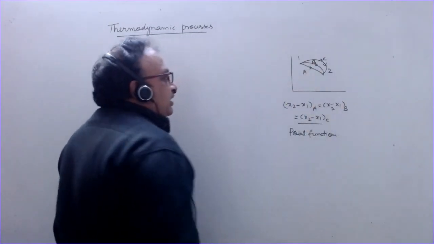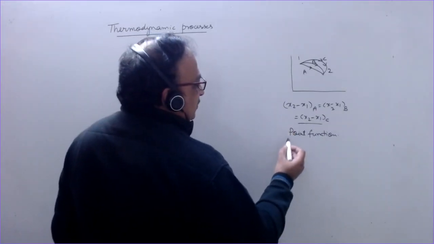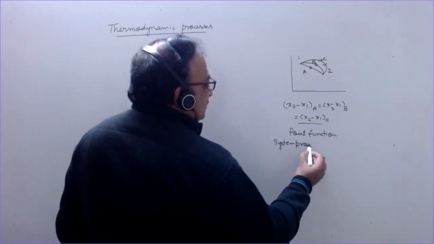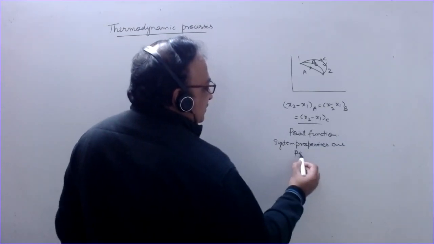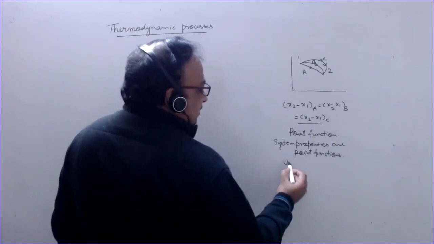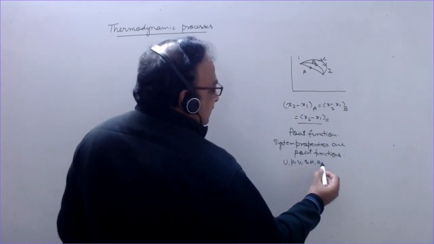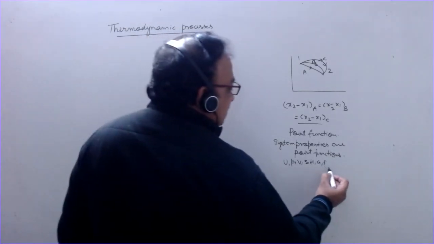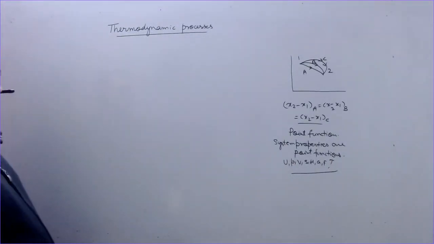If it is dependent on the path followed, in that case it is called a path function. So here the system properties which we discussed last time are point functions: internal energy, pressure, volume, entropy, Helmholtz function, Gibbs function, etc. They, and temperature, are point functions, and they do not depend upon the path followed.